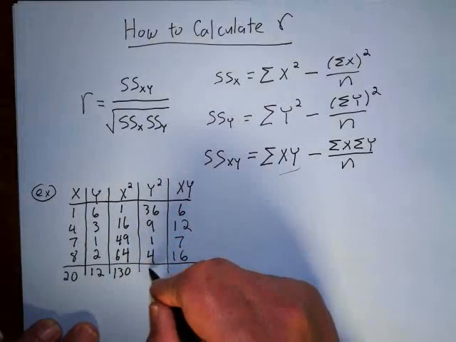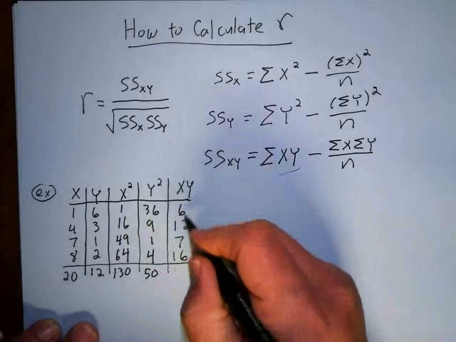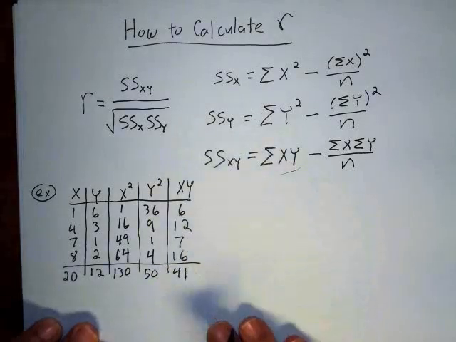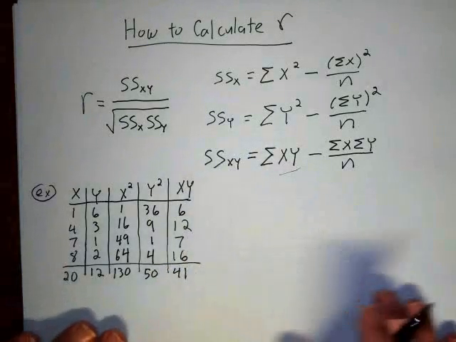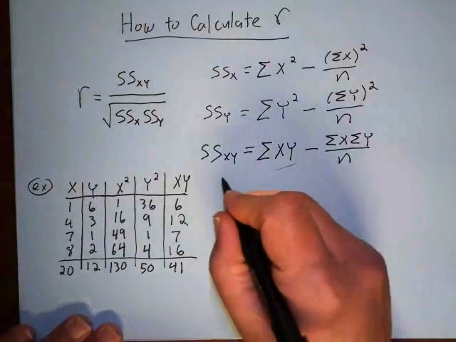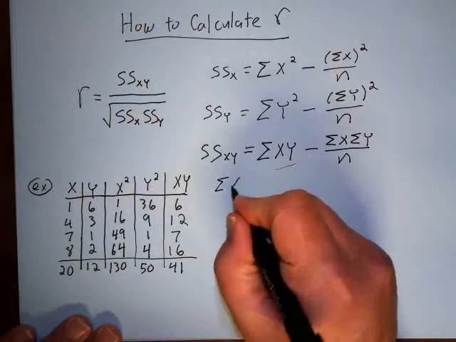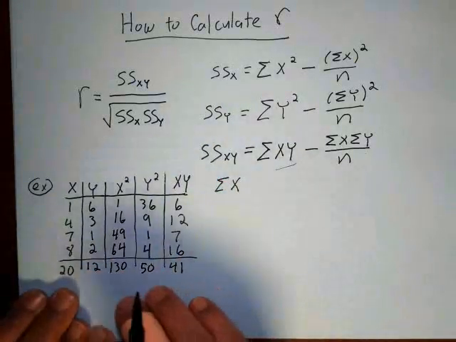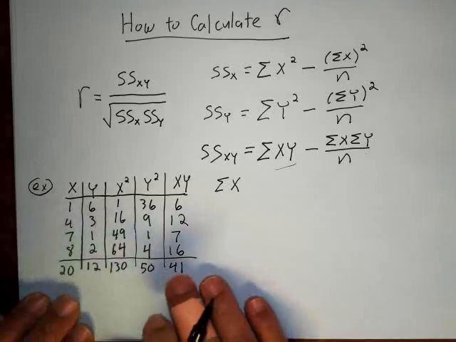Adding up the y squares gives you 50, and then adding up the x times y gives you 41. Now what I would like to do here is just write what sums I just got. And you wouldn't have to write these out. Once you understand the table, you could just get the numbers from here.